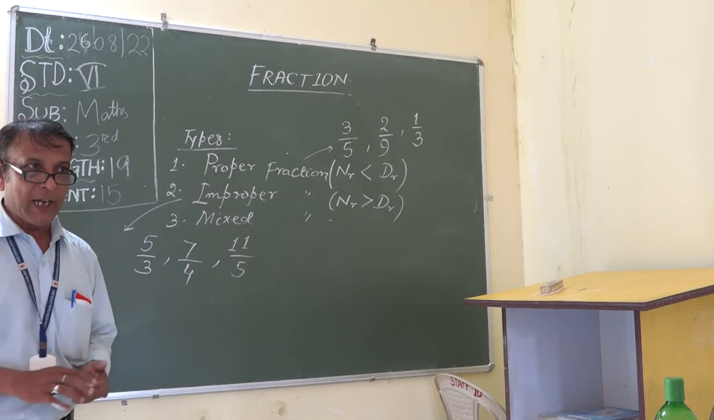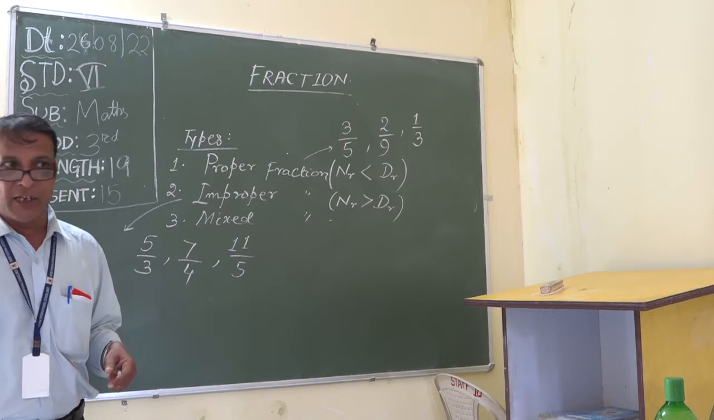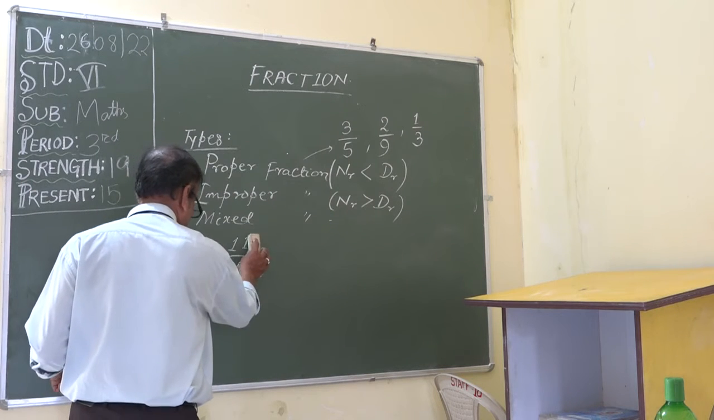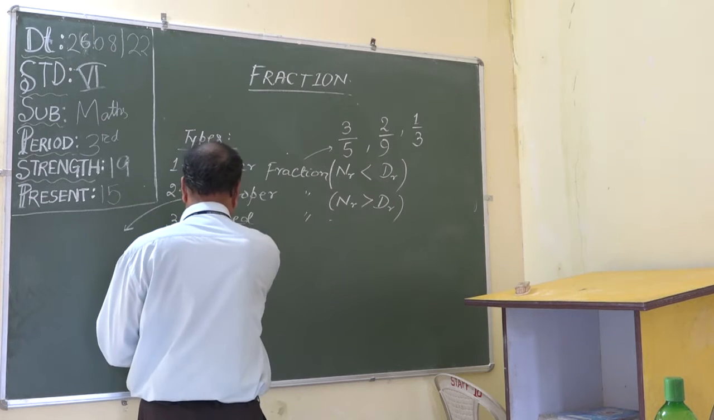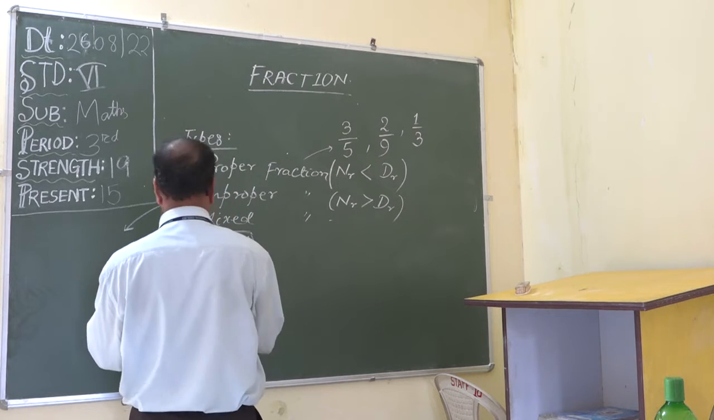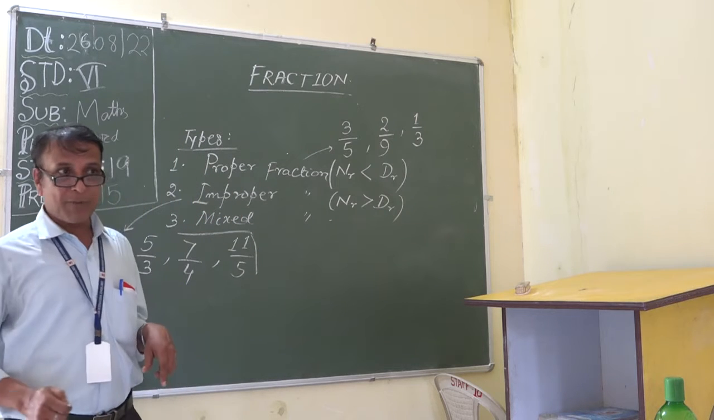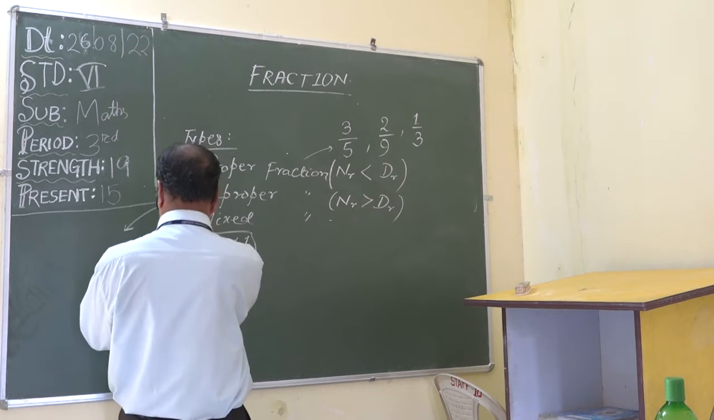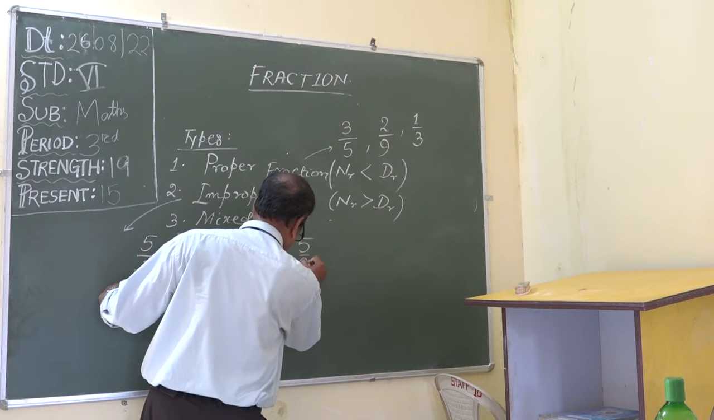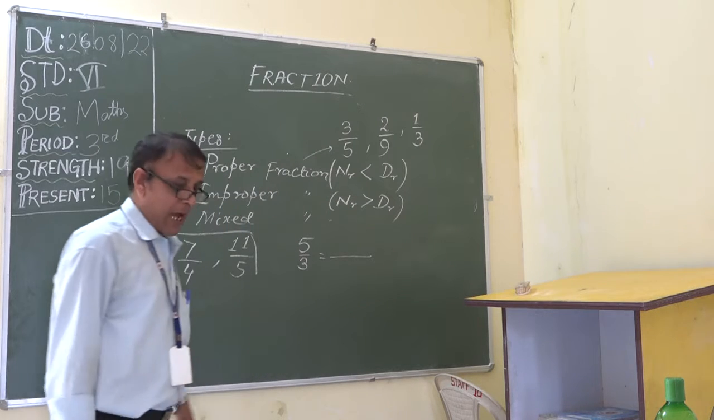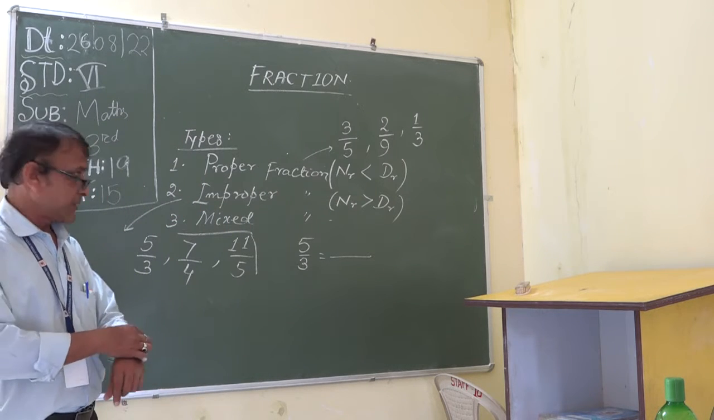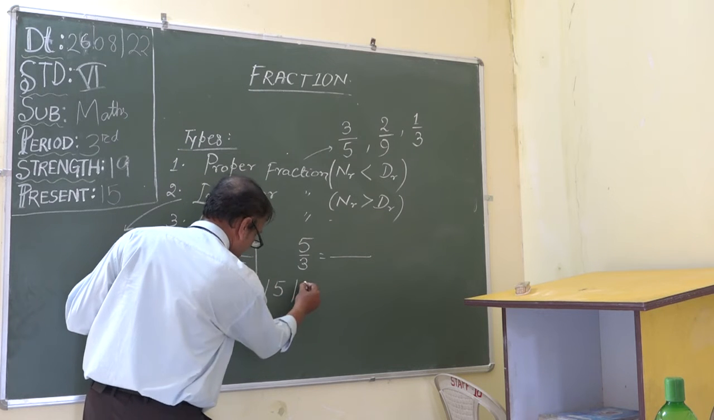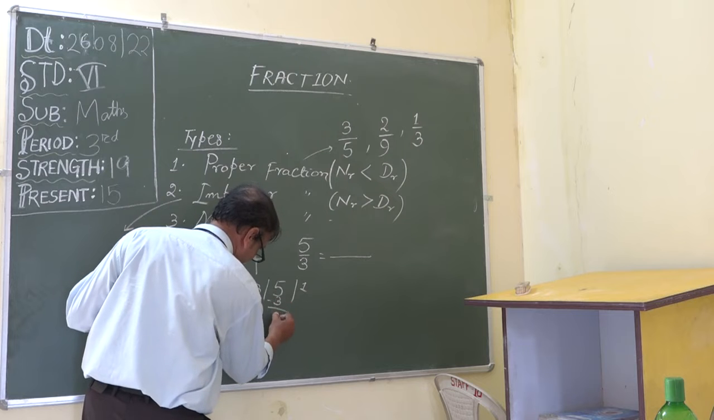Now, every improper fraction can be converted into a mixed fraction. Very good. For the example I have taken, it will be used, that's why I am not erasing it. So every improper fraction can be converted into a mixed fraction. For example, this 5/3. I can change it to a mixed fraction. How? Directly you divide 5 by 3. 3 ones are 3, 5 minus 3 is 2.